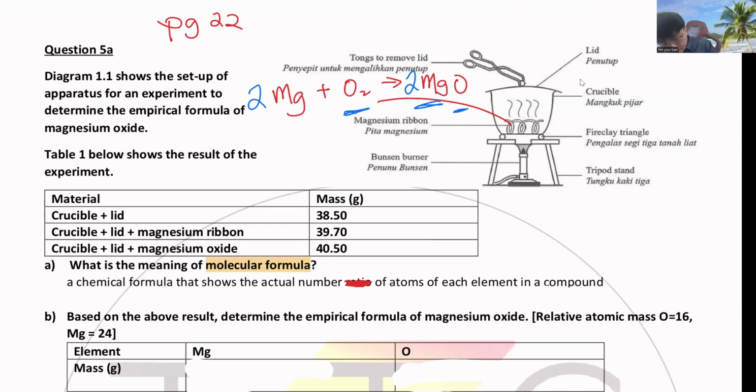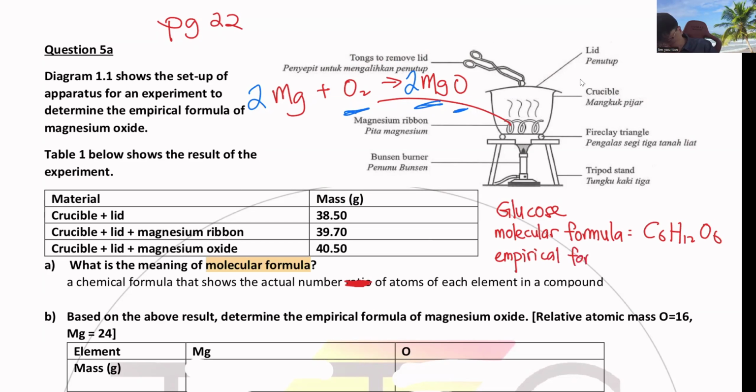For example, if I give you glucose, the molecular formula will be the actual number of atoms, C6H12O6. Then the empirical formula gives you the simplest ratio. So 6, 12, 6, right? You simplify to 1 to 2 to 1.